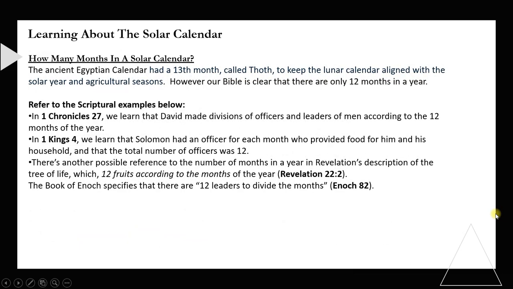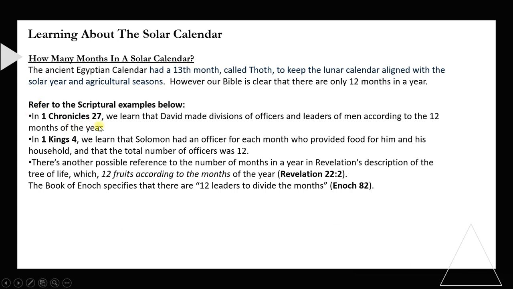Okay, on the next slide. How many months are there in a solar calendar? As I mentioned before, the ancient Egyptian calendar had a 13th month called Thoth to keep the lunar calendar aligned with the solar and agricultural seasons. However, our Bible is clear that there are 12 months in a year. And below are some scriptures that you can refer to.